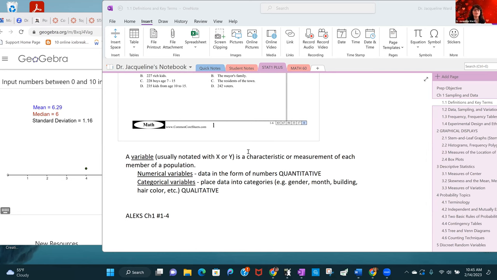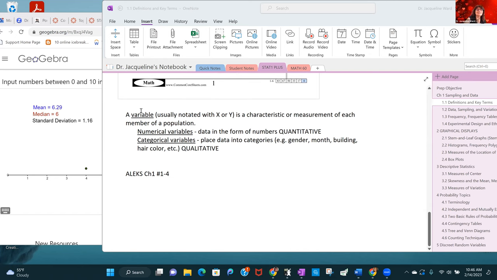So if I want to know something about all Long Beach City College students, I don't want to just look at college students who are 18 to 20. I don't want to just look at students at Long Beach City College who are veterans. I don't want to just look at female college students, because that's not going to be representative of the entire student body. So we always want a sample to be representative of the greater population.